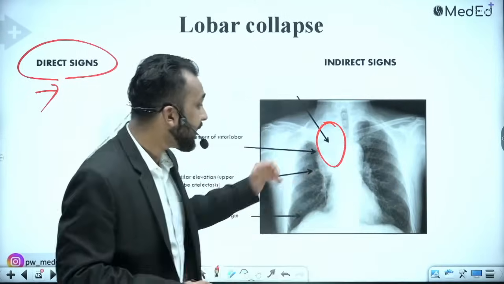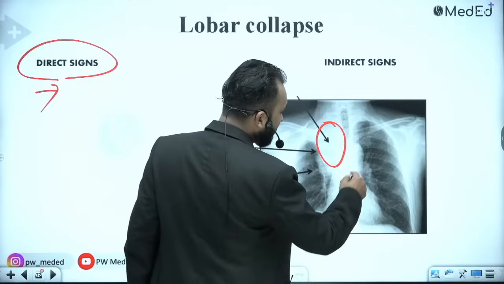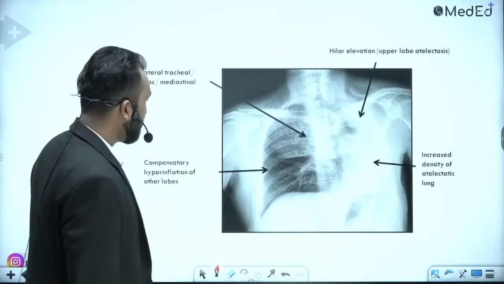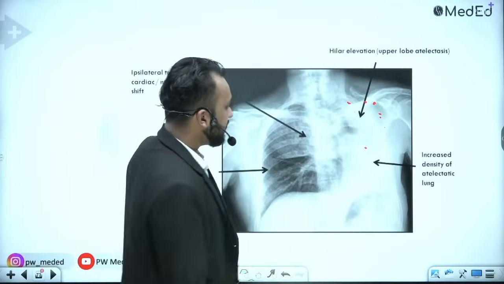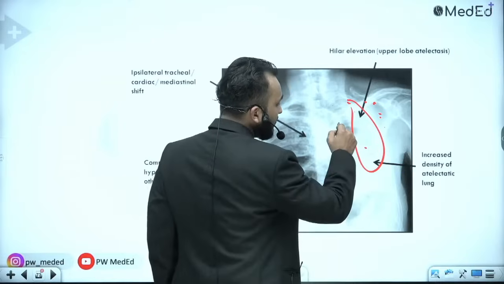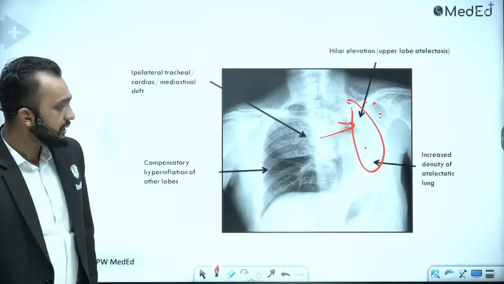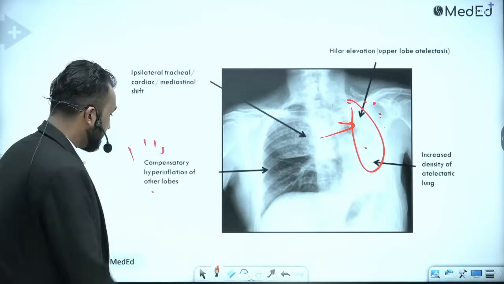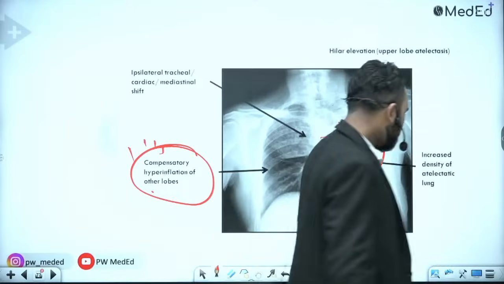And what are the indirect signs of lung collapse? Indirect signs include shift of the trachea. Here in this image we can see that there is collapse of the left lung, and because of this collapse, the trachea has shifted to the left side. Another indirect sign is compensatory hypertrophy of the right lung.